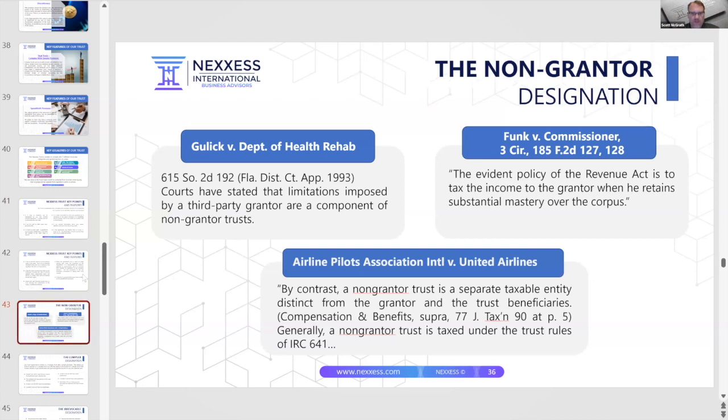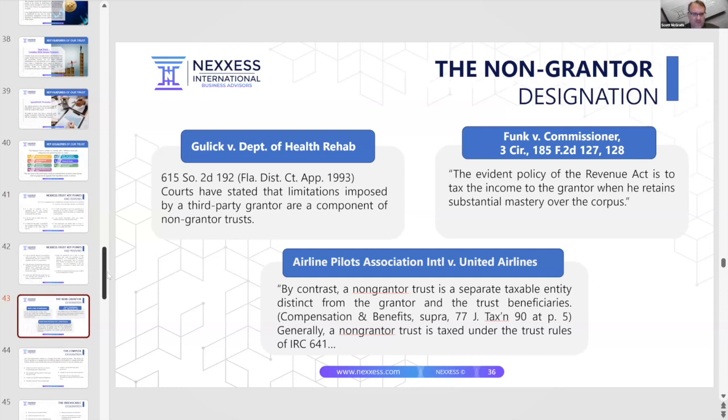All right, we have a lot of case law behind everything we do. Remember 3 things: case law, contract law, and tax code. We have a lot of case law behind the things that we do.